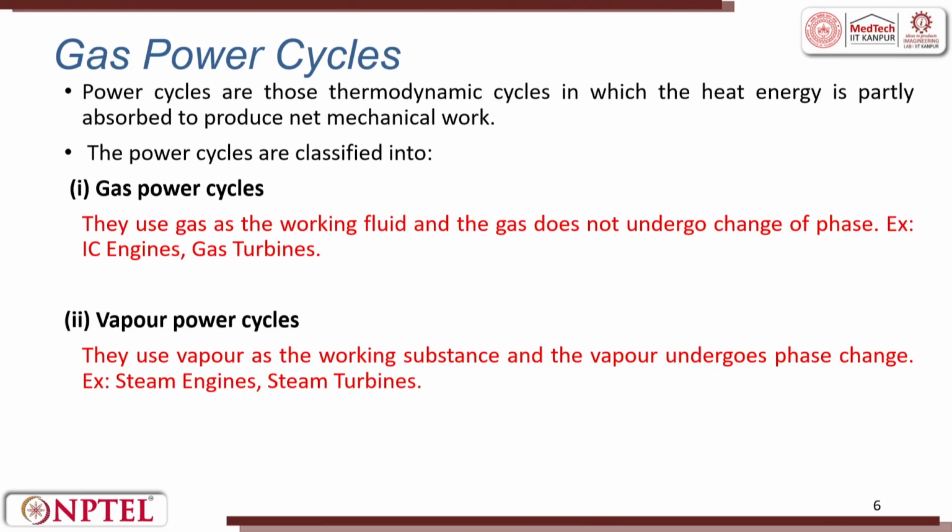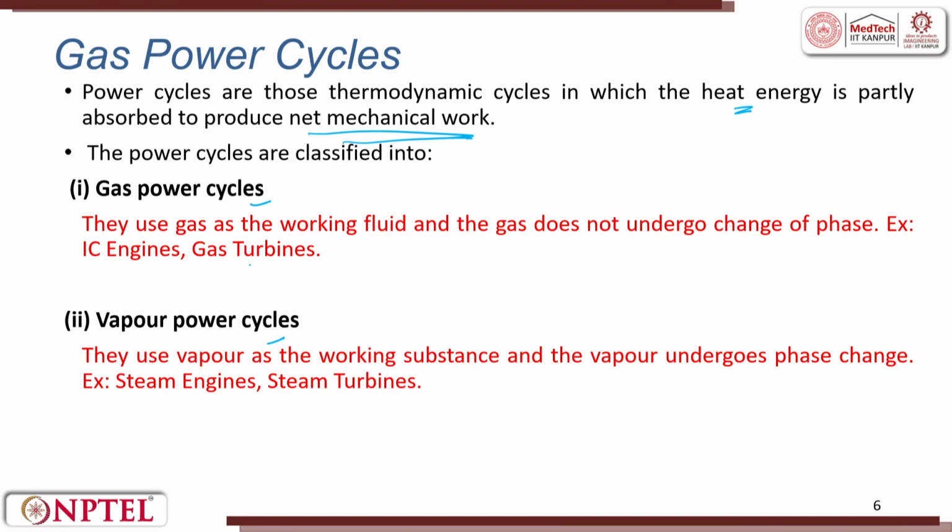Power cycles are those thermodynamic cycles in which heat energy is partially absorbed to produce net mechanical energy. Power cycles can be classified easily into two types, gas and vapor. In a gas cycle, we use gas as a working fluid. The gas does not undergo a change of phase. So, IC engines and gas turbines work on gas.